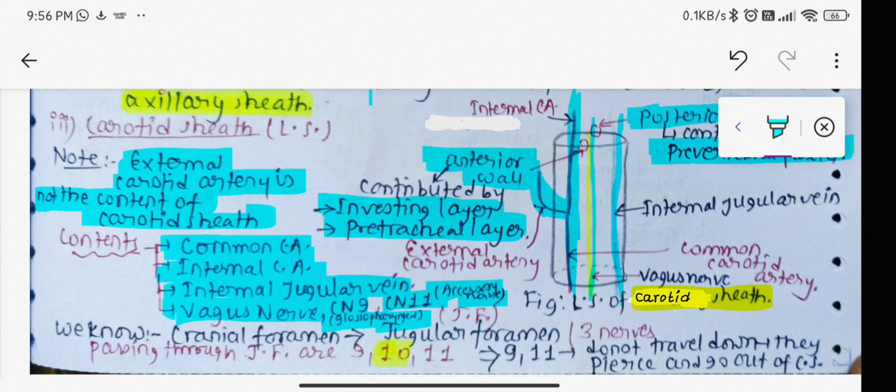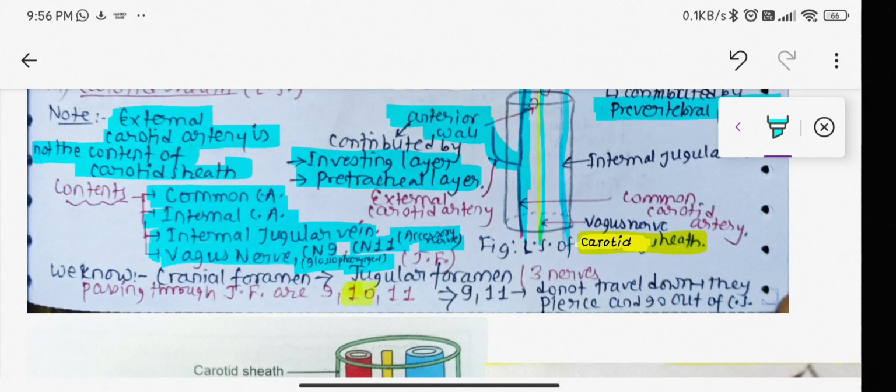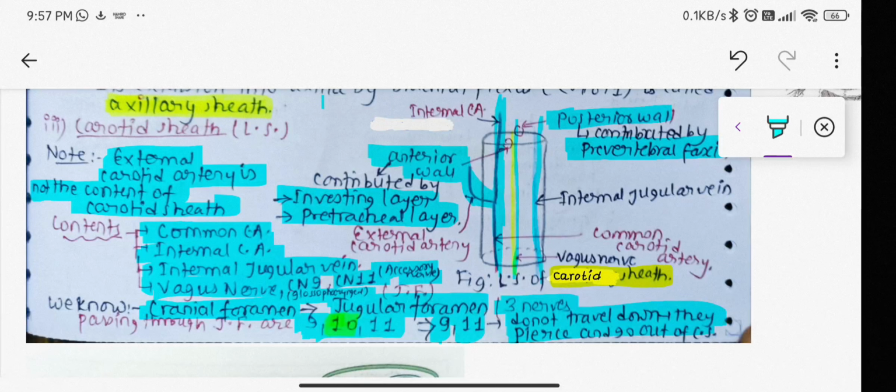Okay, now we know that in the brain we have the cranial foramina, and this consists of many foramina. Among them, one is the jugular foramen, and this jugular foramen contains three nerves. What are the three nerves that are passing through the jugular foramen? One is the ninth cranial nerve, then the 10th and 11th cranial nerves. Among them, the 9th and 10th cranial nerves do not travel all the way through the carotid sheath, but they travel in the superior part of the carotid sheath. Okay, so they can also be counted as contents of the carotid sheath.